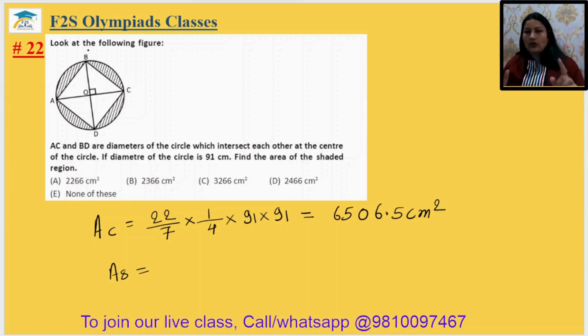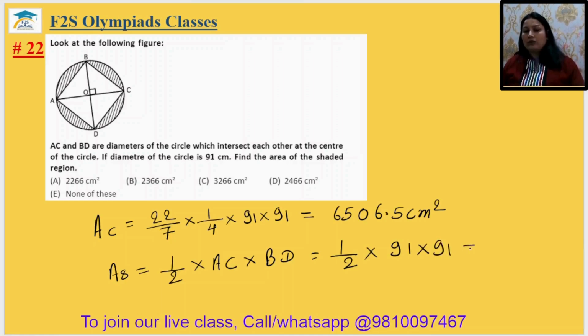Now area of the square. If any square is inscribed in any circle and its diagonals are crossing at the center of the circle, then the area of the square will be half multiplied by the product of the diagonals, that is your AC multiplied by BD. So half, AC will be 91, BD will also be 91. After simplification you will get 4140.5 centimeter square. But we have to find the area of the shaded part.